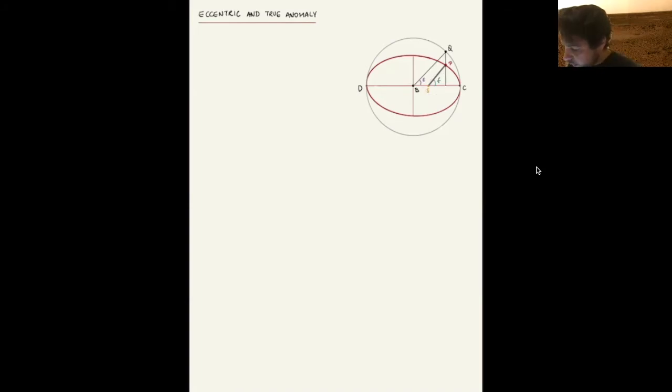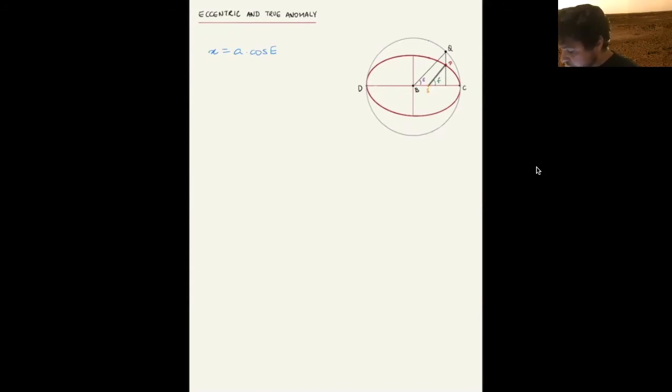So let's write here. First, in terms of the eccentric anomaly, the position x is equal to the semi-major axis times the cosine of the eccentric anomaly, because the semi-major axis is the segment BQ.